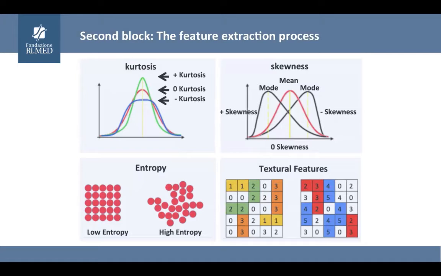Texture features are calculated from gray level histogram analysis, for example mean, variance, skewness, kurtosis, and the percentiles, co-occurrence matrix, run length matrix, autoregressive model, and wavelet transform.